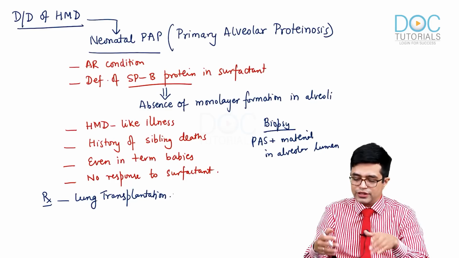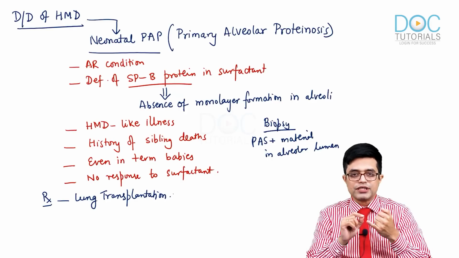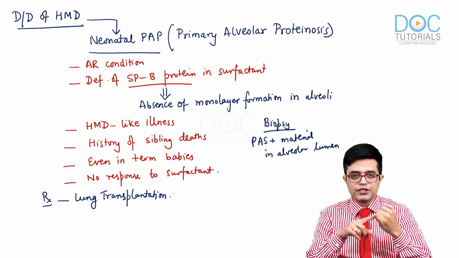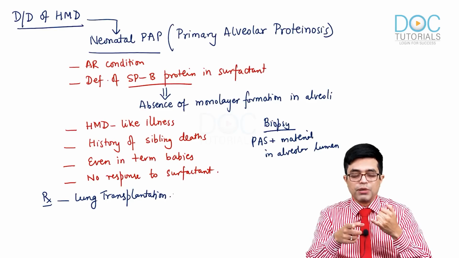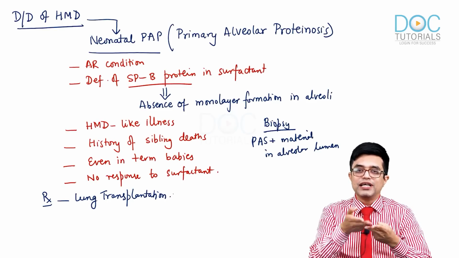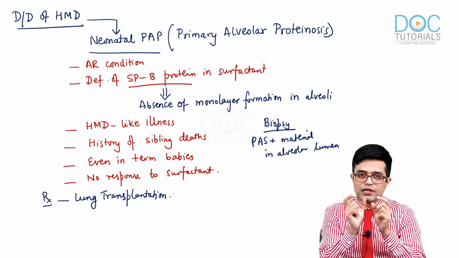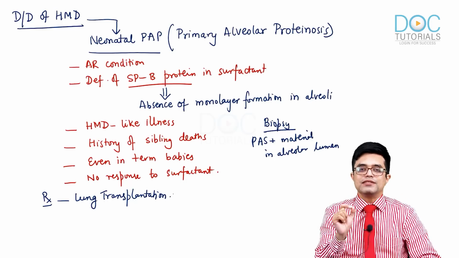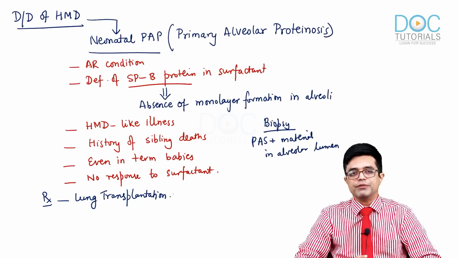That is a different condition. It has got nothing to do with it. So if you get an MCQ where the question says the child had features of tachypnea, retraction, grunting soon after birth, but it was a term child and the patient had 2 sibling deaths in the family, you will not think of HMD. These keywords will make you think neonatal PAP as the likely answer. So this finishes the complete discussion of HMD as the topic.